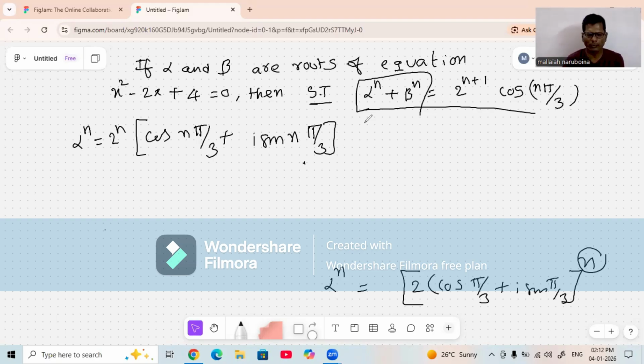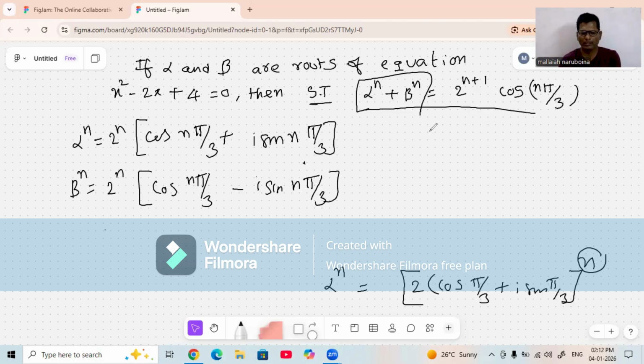Now beta to the power of n: 2 to the power n into cos n pi by 3. Here write minus, because alpha and beta are conjugate roots. One is 1 plus root 3 i and another is 1 minus root 3 i. So these are conjugate complex numbers. So just write minus i sin n pi by 3. Now alpha to the power of n plus beta to the power of n is to be added. Now we will add both of them.